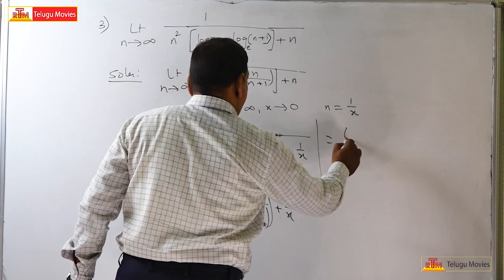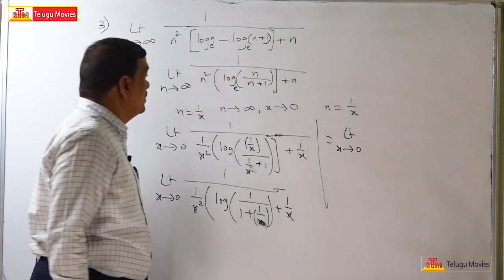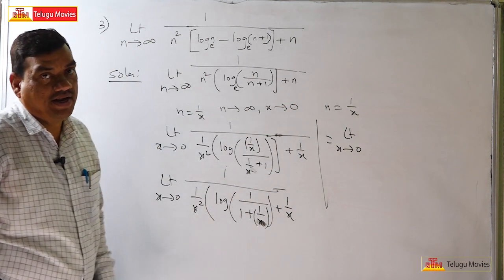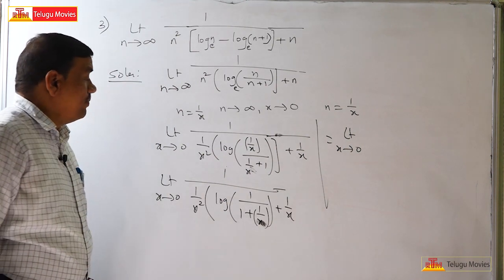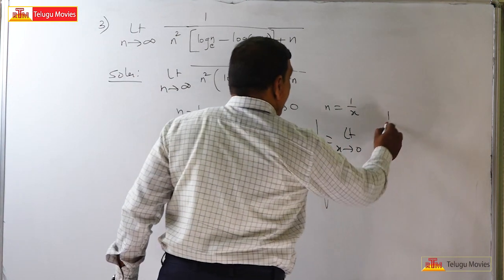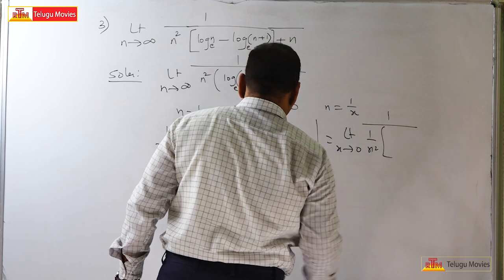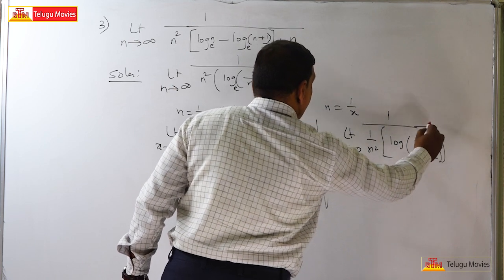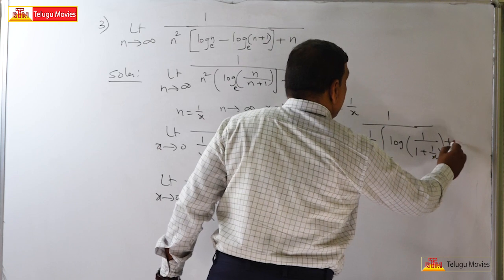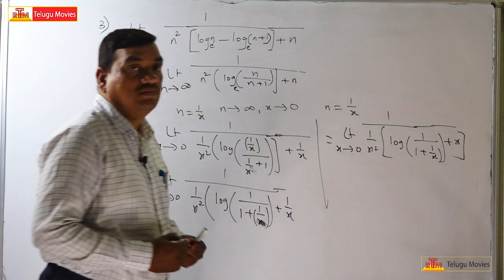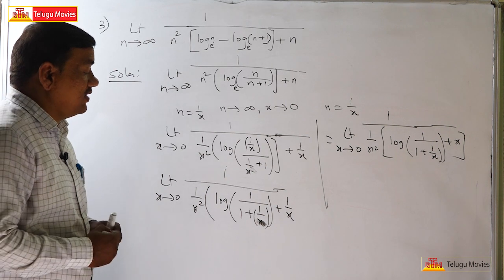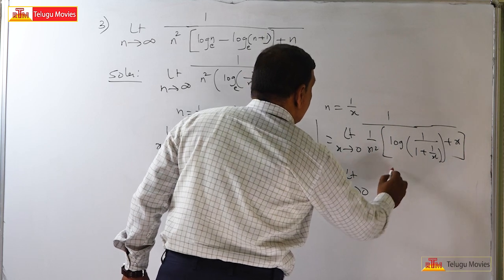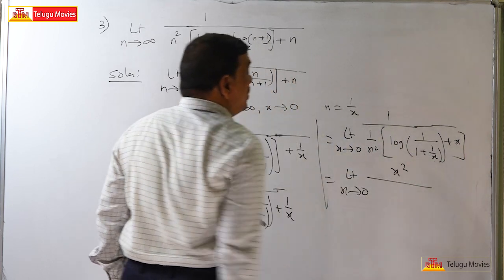So this is equal to limit x tends to 0. Here n square means 1 by x square, and n means 1 by x. Can I take 1 by x square common outside? So this is equal to log of 1 plus 1 by x, plus x you will get. We will get x square in the numerator. So this is equal to limit x tends to 0, x square by log a by b.